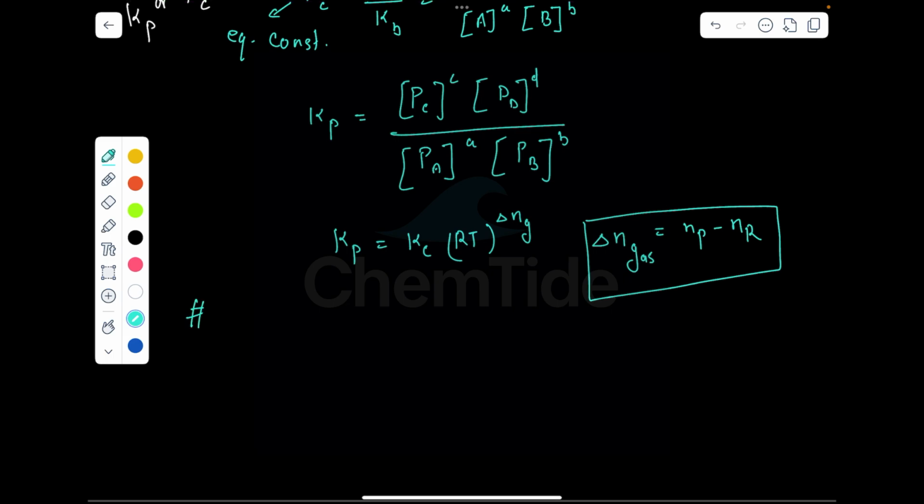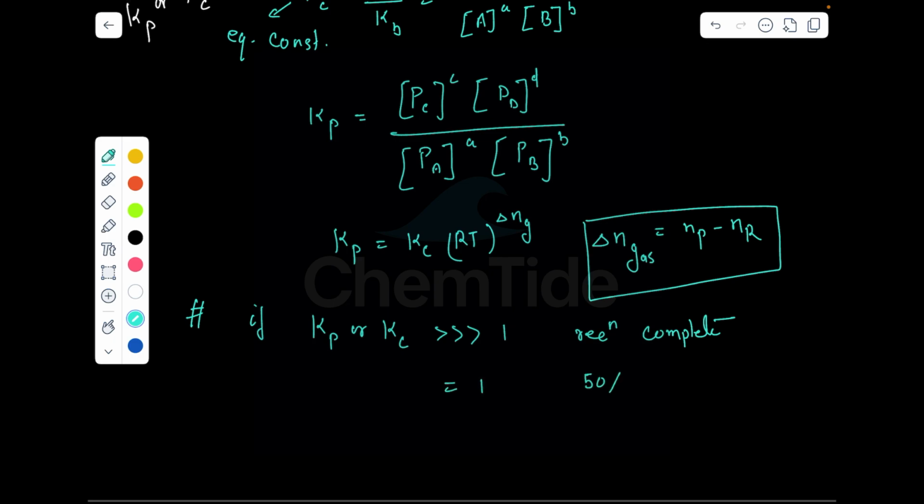Next point: if Kp or Kc is much higher than 1, it means the reaction is almost complete. Generally, 10 to the power 3 and up means the reaction is complete. If it is equal to 1, it means 50% complete. If it is much less than 1, it means the reaction has just started and reached equilibrium.